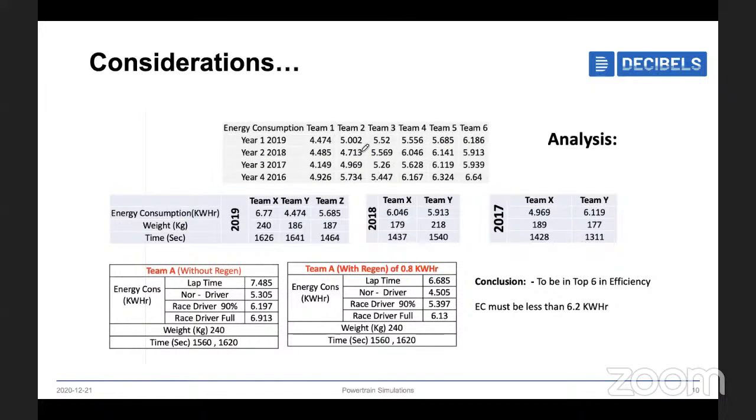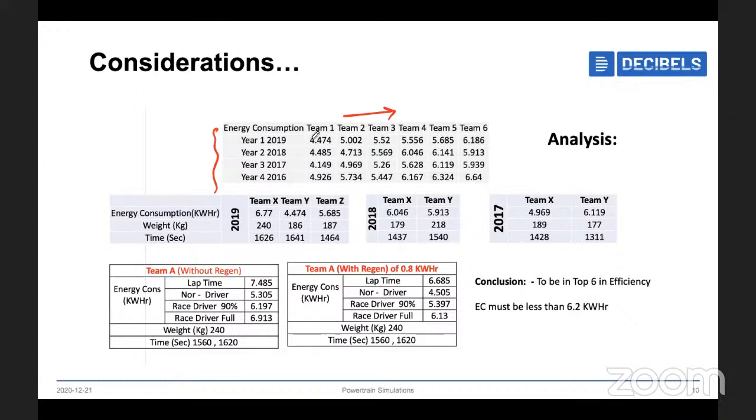Okay, so now we have looked at what characteristics we have to look up. After considering the characteristics, we also have to do some data analysis, which means we have to compare the data of the previous events and from the previous vehicles. So I have done a little bit of analysis for you here. If you look at the first table here, it's showing the energy consumptions and the teams and the years. Okay, so in the years 2019, 2018, 17, 16, these are the top six teams I'm taking for analysis.